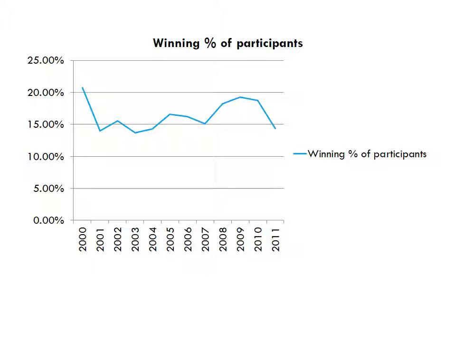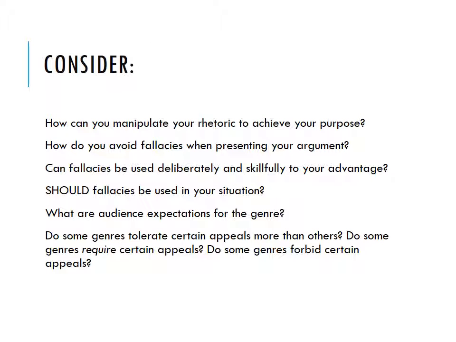And there isn't a way that I can convey all these things at the same time. I always have to choose one. So the way that I phrase statistics is always a little biased. So consider very carefully. How can you manipulate your rhetoric to achieve your purpose? So what appeals are going to work best to get what you want? And what is your purpose?